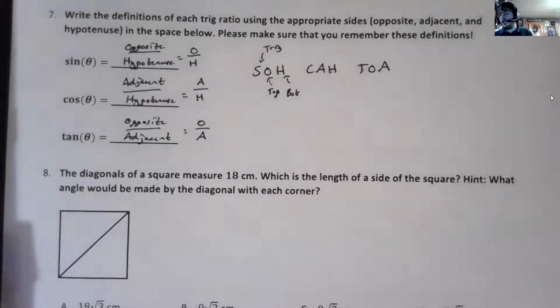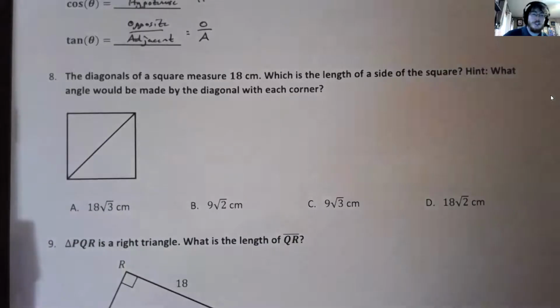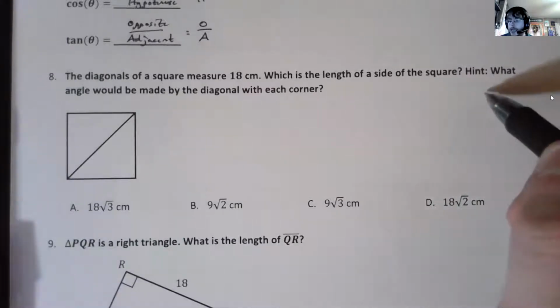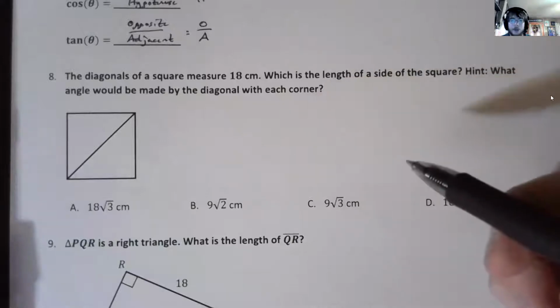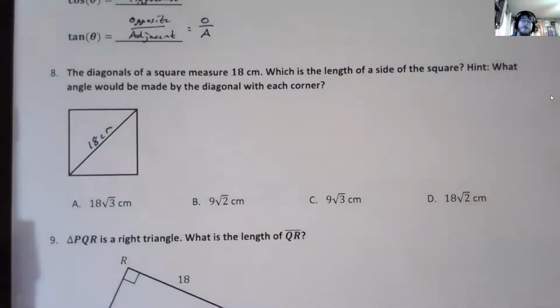All right, let's look at number 8. Number 8, it says the diagonals of a square measure 18 centimeters. Which is the length of a side of the square? And it gives us a hint here. What angle would be made by the diagonal with each corner? So the first thing is it says the diagonals measure 18 centimeters. So I'm going to go ahead and slap an 18 centimeter on that diagonal. And it wants us to know which is the length of a side of the square.